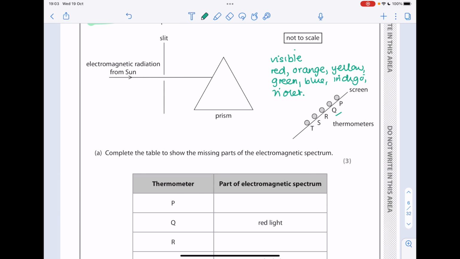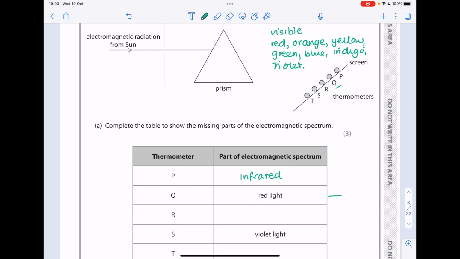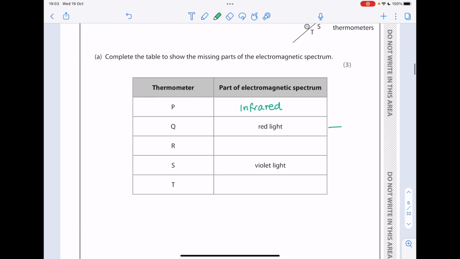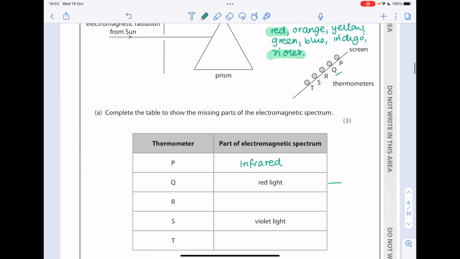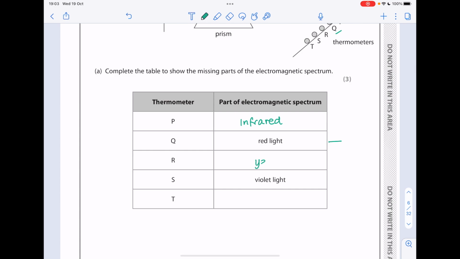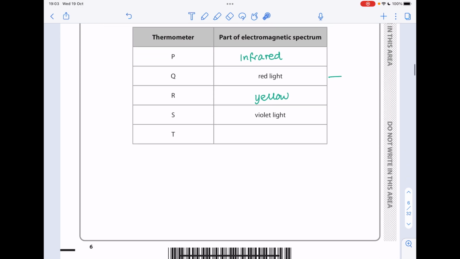So because we're starting at the longest wavelength, we want the EM wave that is before visible light, has a longer wavelength, so that is infrared. For R now, because we've been given red and we've been given violet, we want to pick a colour that sits between that, so it doesn't really matter which one you pick. I'm going to go for yellow. And then, because violet is the last one, the one with the shortest wavelength, we then want the next part of the EM spectrum that has a shorter wavelength than the violet or visible light. So that is UV.